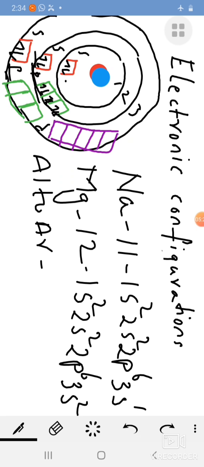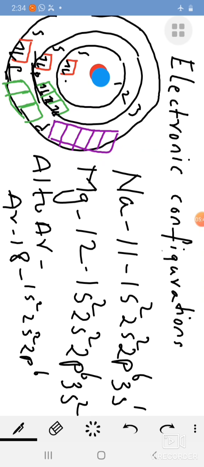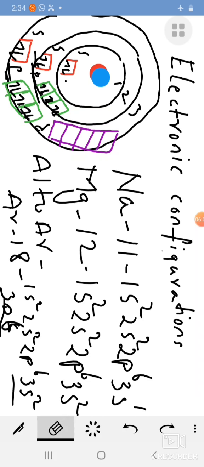After this, the last element, argon, has atomic number 18. Its electronic configuration, I am writing here, is 1s2 2s2 2p6 3s2 3p6. The outermost shell also has 8 electrons, 3p6, like here: 1, 2, 3, 4, 5, 6. Okay, next.